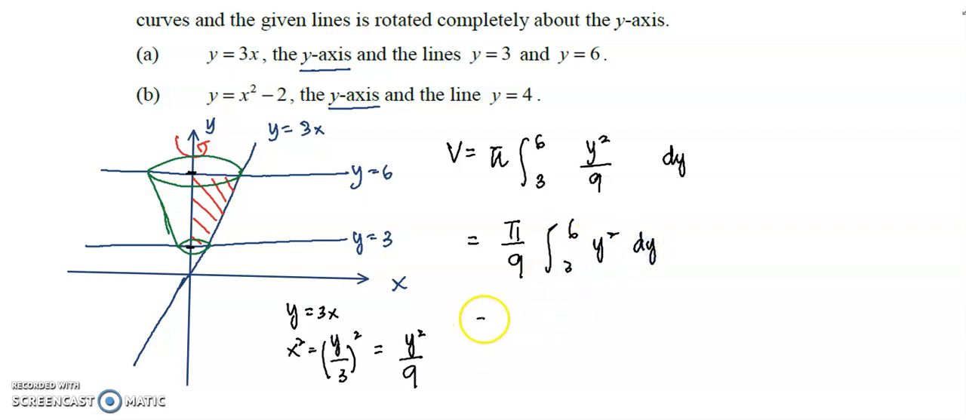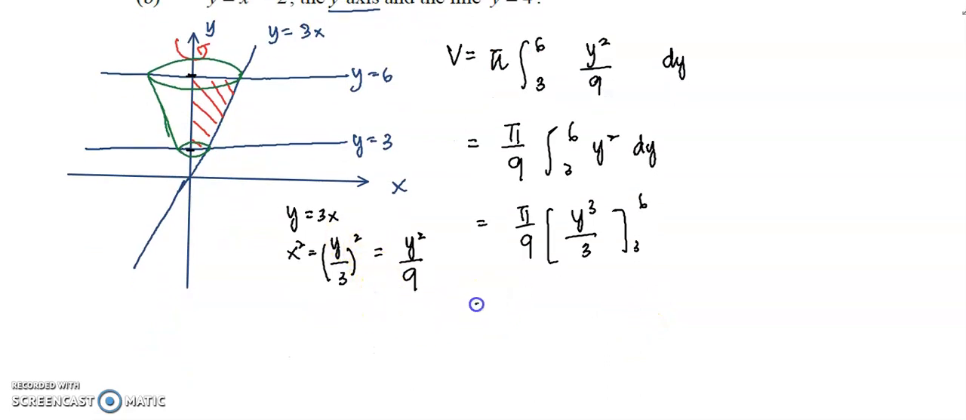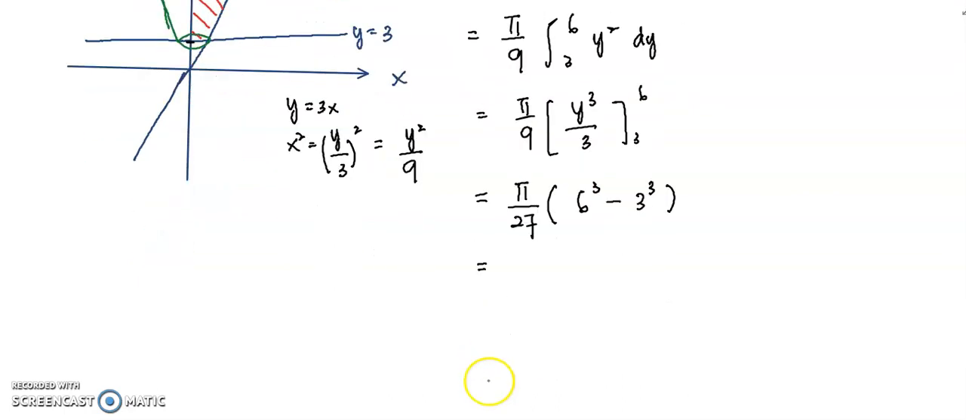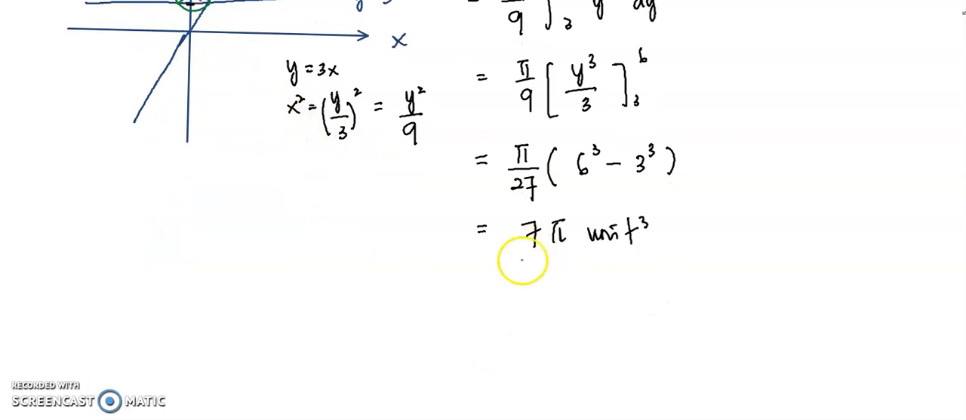Integrating y squared, you have y cubed over 3 from 3 to 6. Now you just put in your upper limit and lower limit. Again, the 1 over 3, if you wish to factor it out first, you can do so. Factor the 3 out, you have 9 multiplied by 3, you get 27. Now we just substitute the 6 inside, you get 6 to the power of 3 minus 3 to the power of 3. Now with the calculator, you have 7 pi unit cube.